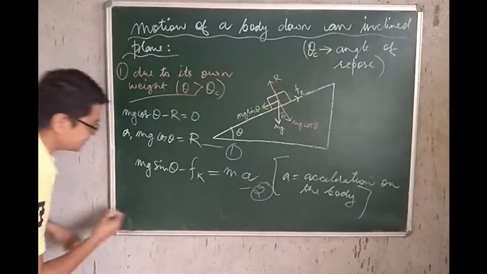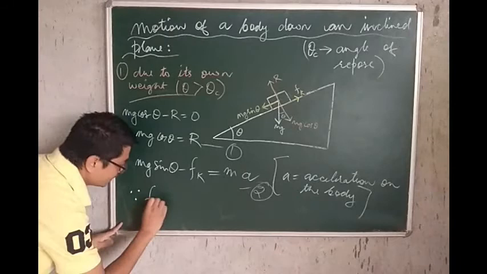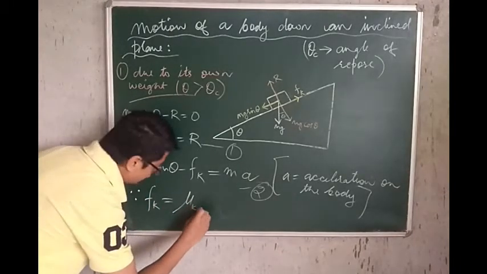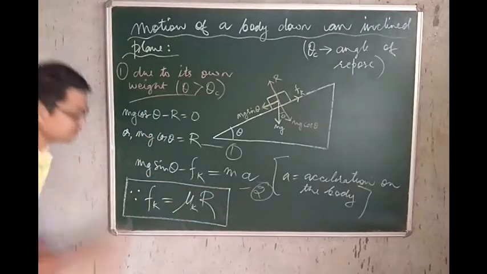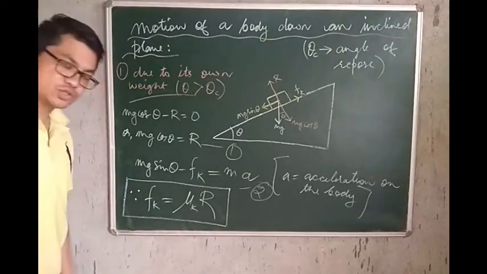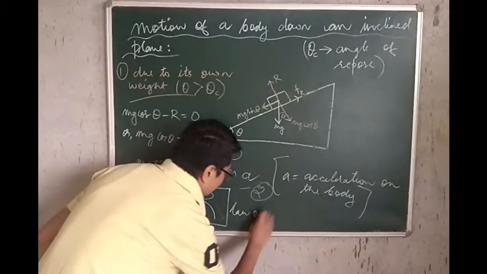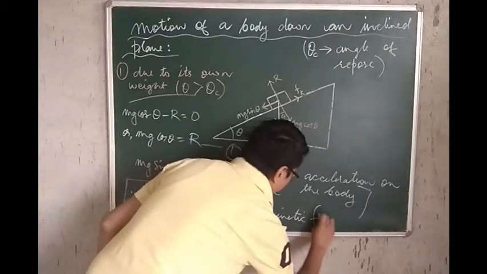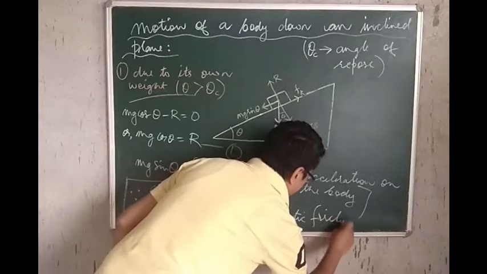Now, we have learned that the force of kinetic friction is equal to mu k into R. This is the law of kinetic friction. This we get from the law of kinetic friction. How do I spell friction? F-R-I-C-T-I-O-N.